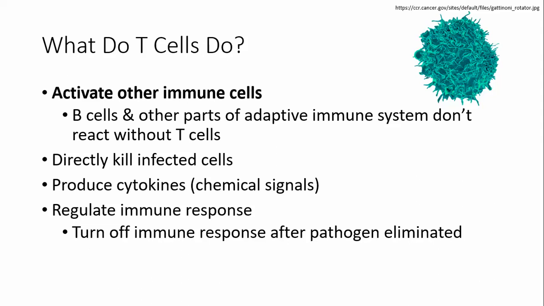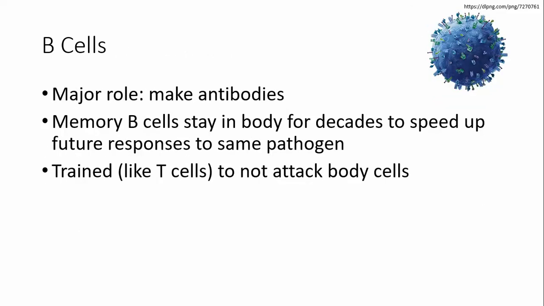So what do T cells do? Their main job is to activate other immune cells. B cells and other parts of the adaptive immune system will not get activated without T cells. They have a number of other functions as well that are listed here. An important thing they do is turn off the immune response once the pathogen is gone. That's very important because without that, your immune system would just keep going, and if it didn't have a target to attack, it might attack your cells.